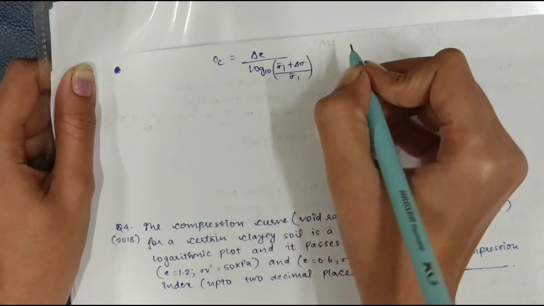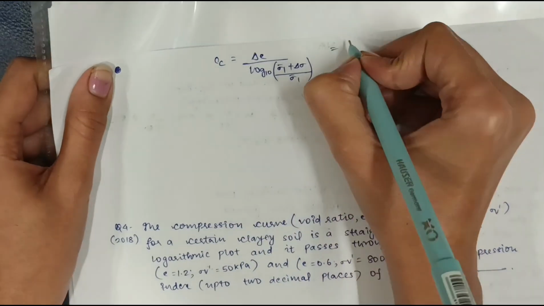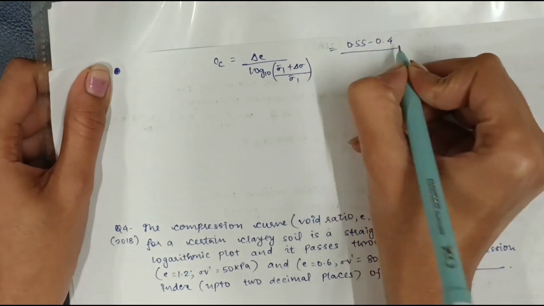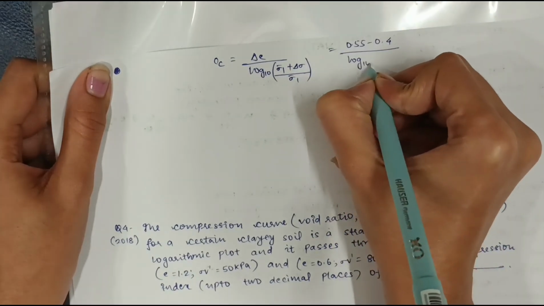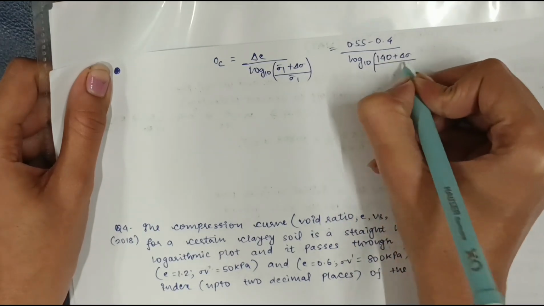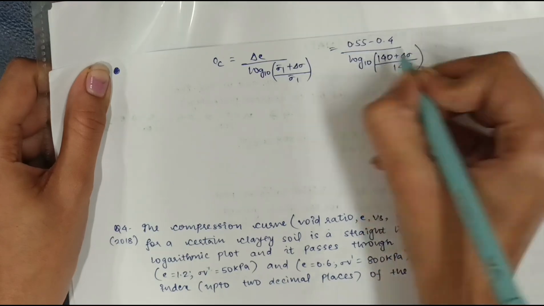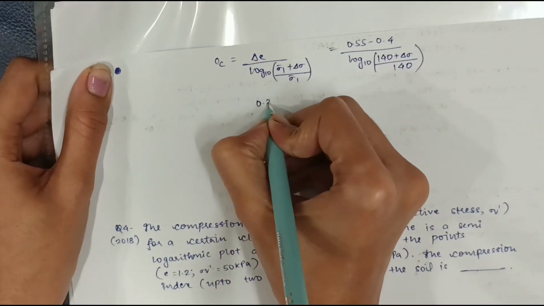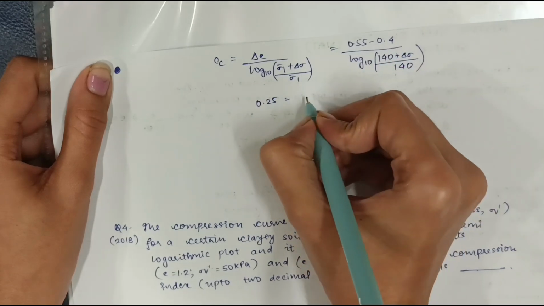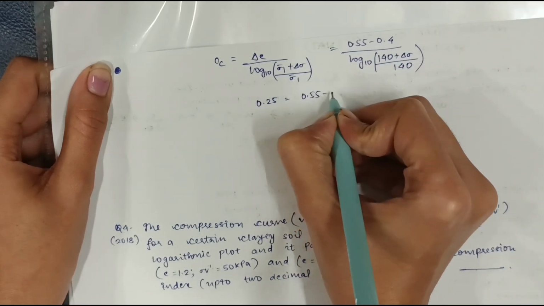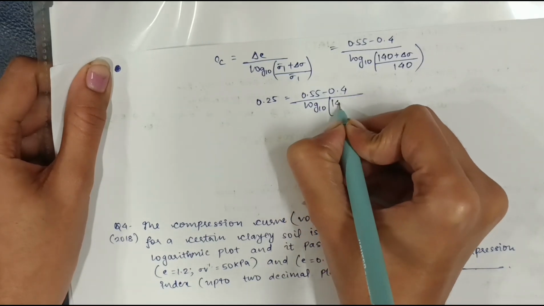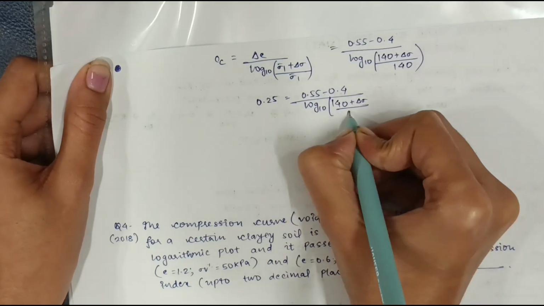Okay, so what is the change in void ratio? Earlier it was 0.55, then it will be 0.4, it is given, and log base 10. Initial stress is given, 140, plus the increase in stress, which we have to find. Now Cc is given. Cc is 0.25, and here it will be 0.55 minus 0.4, so 0.25 equals minus 0.4 divided by log base 10 of (140 plus change in effective stress) by 140.